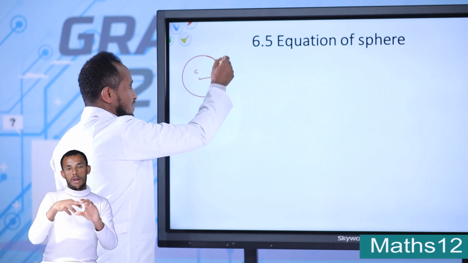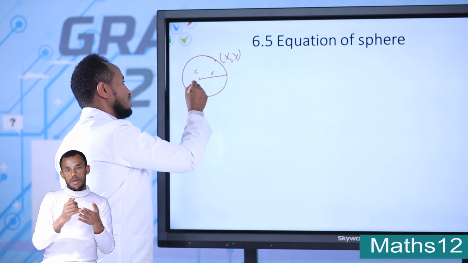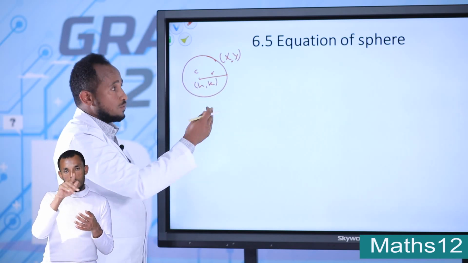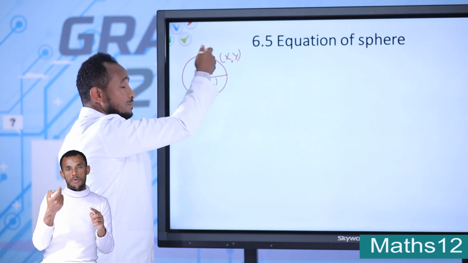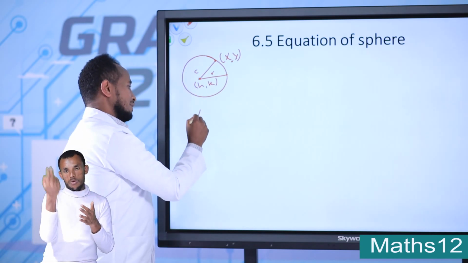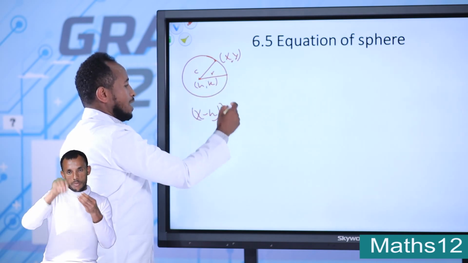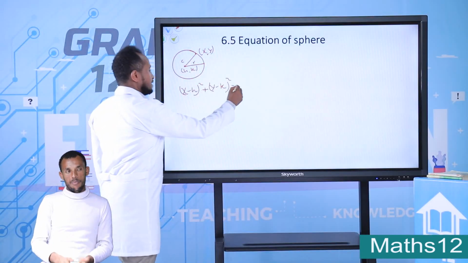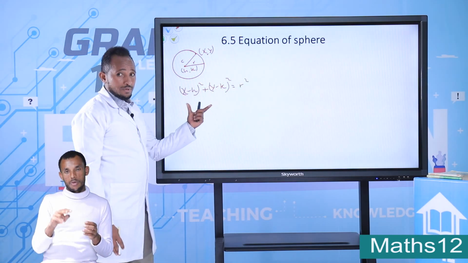So to write the equation of this, I think you remember this one. You take an arbitrary point, and assume the coordinate of the center is h comma k. The distance from the center to any arbitrary point on a circle is fixed. Therefore, using that, we'll have x minus h, the whole squared, plus y minus k, the whole squared is equal to the radius squared. So I think you remember this.